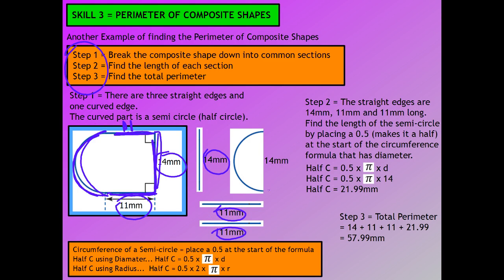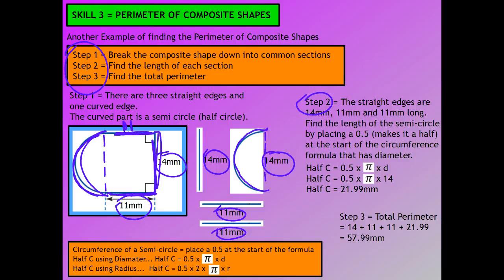We've also got this curved semicircle, and the only thing we do know about it is the diameter across the semicircle is also 14 centimeters. And that would be this straight line here. Step 2, let's find the length of each section. Well, we just said we've got a straight length of 14 and 2 of 11. So the only one we need to find is the semicircle.